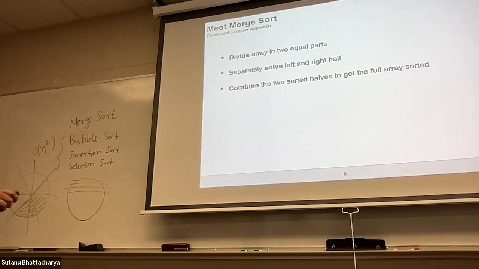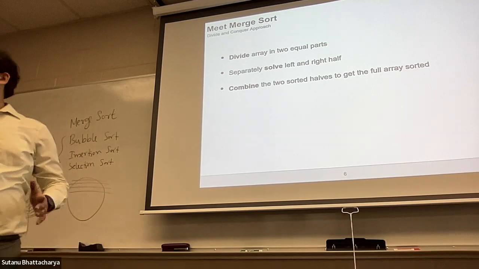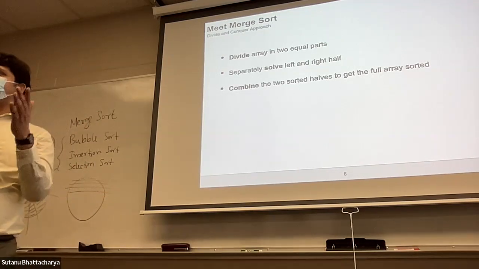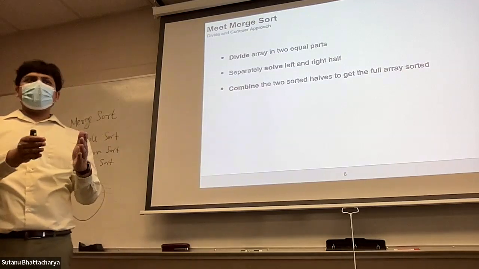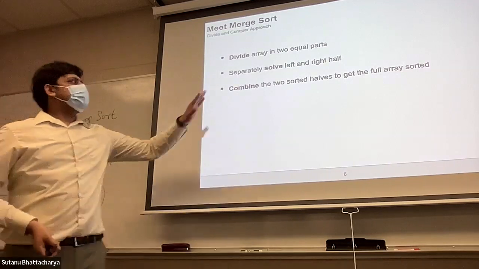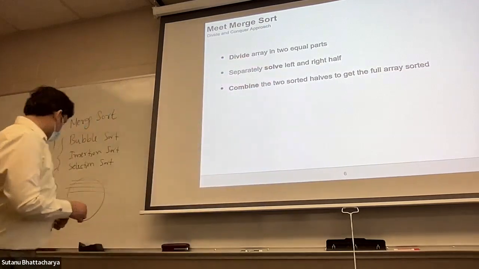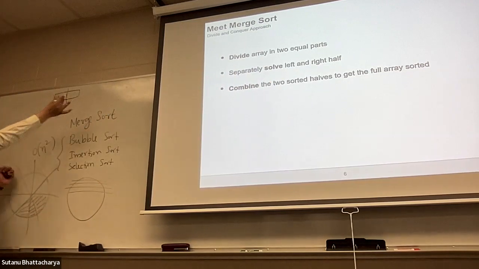So first would be divide. Since it is a sorting problem, you will have an array of n integers. You will divide the array into two equal parts. So divide the problem into two sub-problems of size n by 2. Then separately solve. Suppose this is your initial array. First thing is to divide it into two halves, left and right half. And the next step would be to solve each half independently and combine the result.